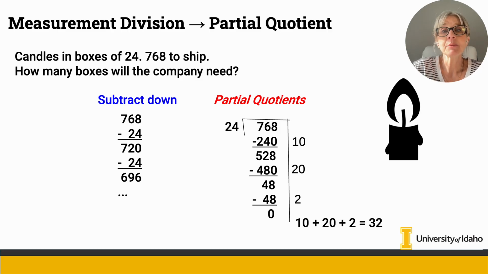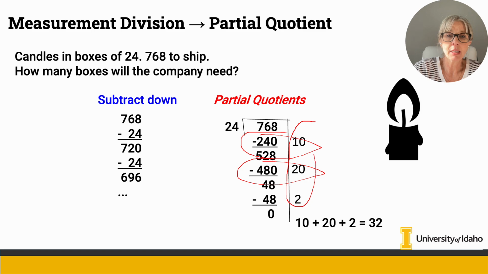In this model, students think about how many groups of the divisor, 24, they can take from 768. So maybe we start with 10 groups of 24. That would take care of 240 candles. That would take out 240 candles. We have a lot left still. So let's try 20 groups of 24. That would take out 480, which leaves 48 left. That would be 2 more groups of 24, or 2 more boxes. So we can make a total of 32 boxes of 24, and we get that 32 from right here.